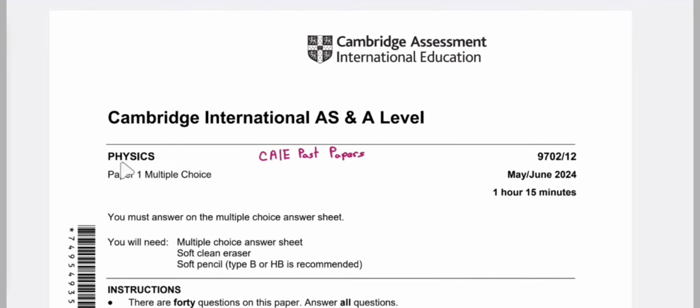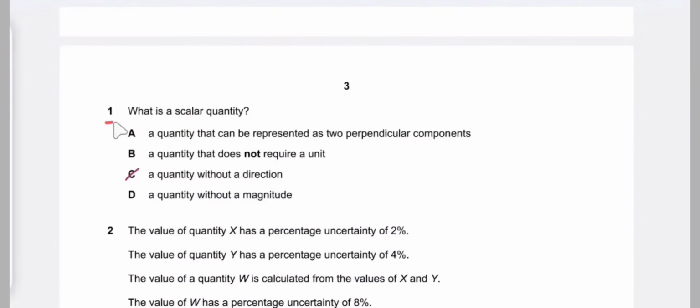Today's video, we'll be discussing Physics Paper 1 MCQ Paper, 2024 May June, Variant 12, and the subject code is 9702. 1. What is a scalar quantity? A scalar quantity is a quantity that has magnitude only, while a vector quantity has both magnitude and direction. So a scalar quantity is a quantity without direction, that means it has magnitude only without direction. So the answer is C.